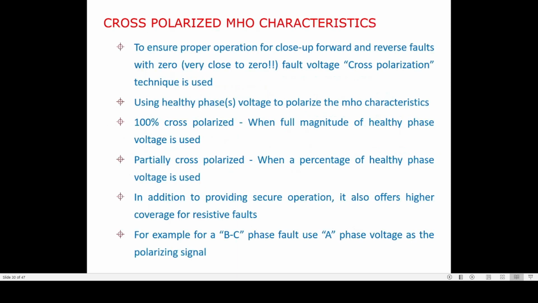Cross-polarized Mho characteristic I have already explained. For example, a BC phase fault uses A phase voltage as the polarization signal, or for an A fault use the BC phase voltages for polarization. This ensures proper operation for closure forward and reverse faults with zero fault voltage. It uses the healthy phase voltage to polarize the Mho characteristic.